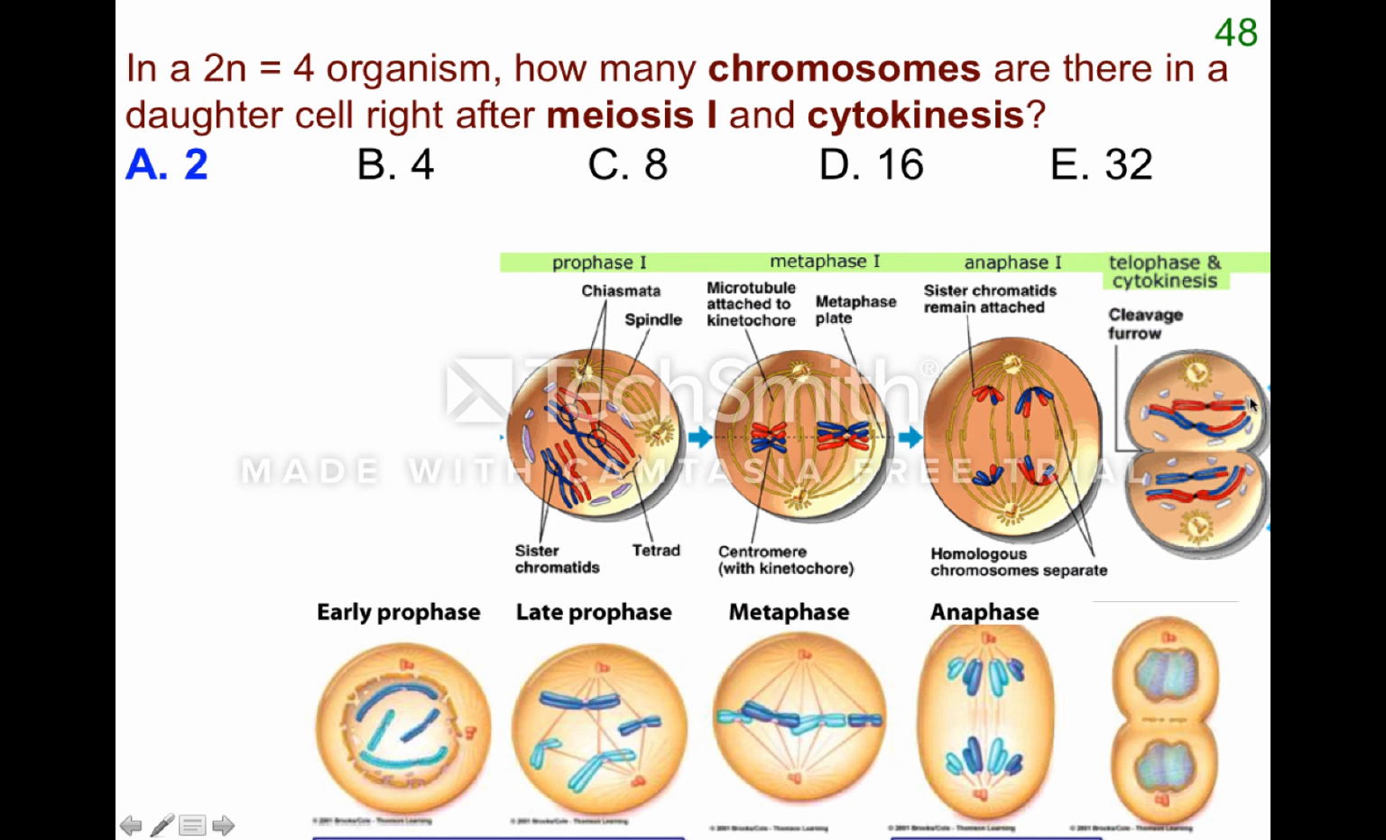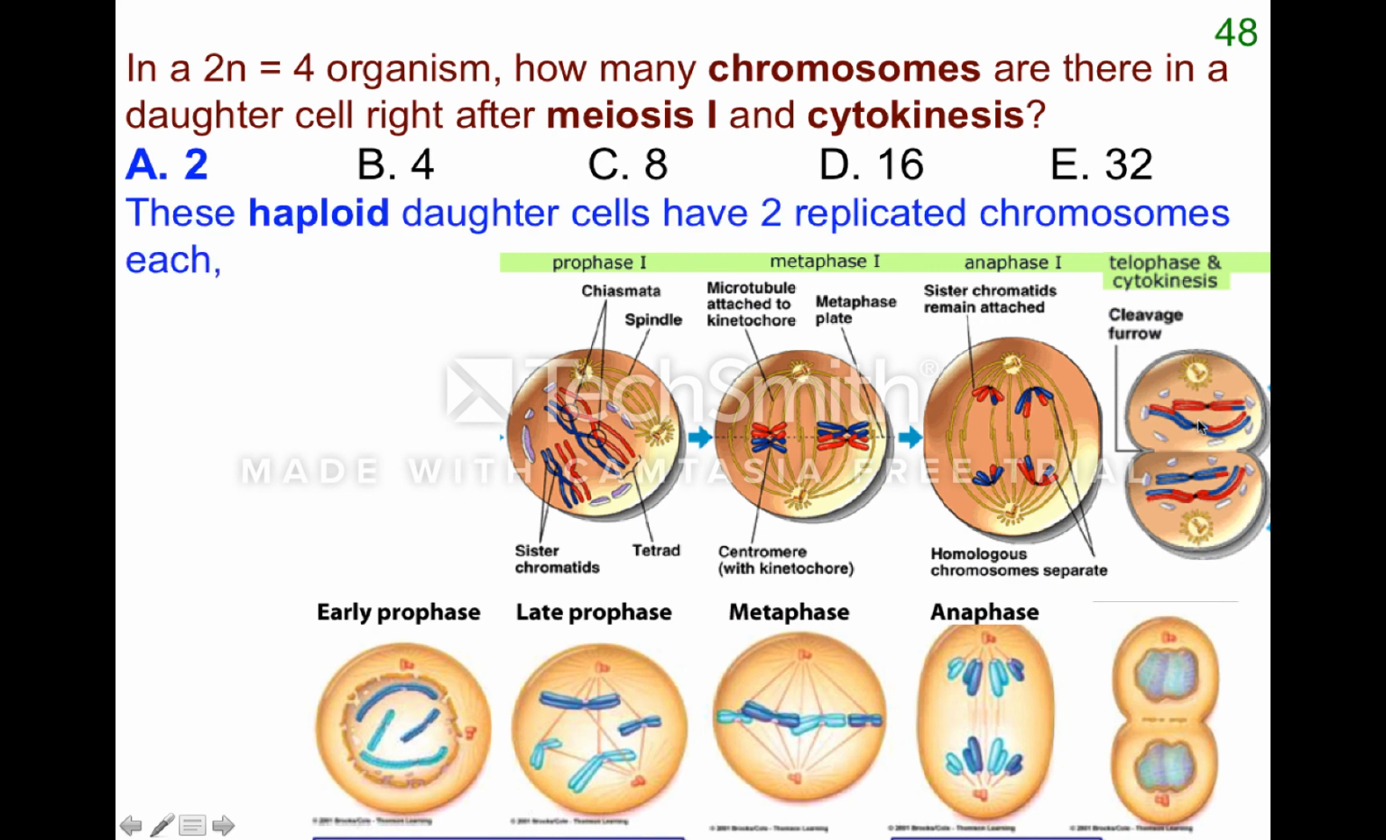Yes, they're still replicated. Yes, there's still two DNA strands here, 2 DNA strands here, but we count 2 chromosomes only. So these haploid daughter cells have only 2 replicated chromosomes each, and when we're counting ploidy, it's a haploid cell with 2 chromosomes now.